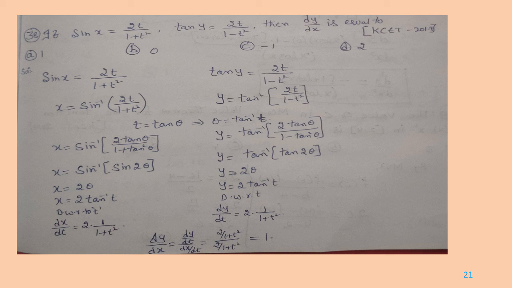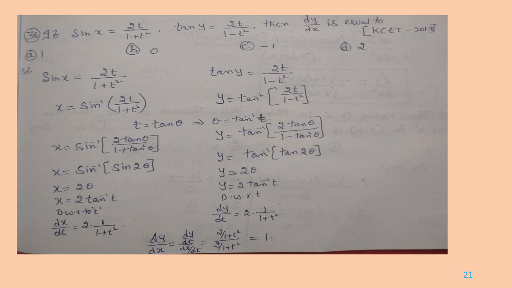Or, sin x equal to 2t by 1 plus t square. So x can be taken as sin inverse of 2t by 1 plus t square. So substitute t equal to tan theta, theta will be tan inverse t. So x equal to sin inverse of 2 tan theta by 1 plus tan square theta. So x equal to sin inverse sin 2 theta. So x equal to 2 theta, x equal to 2 tan inverse t.